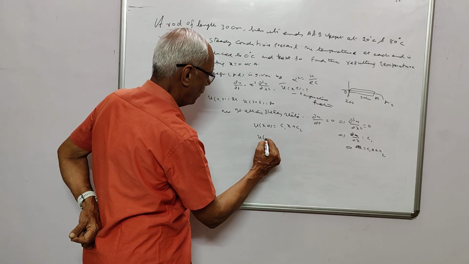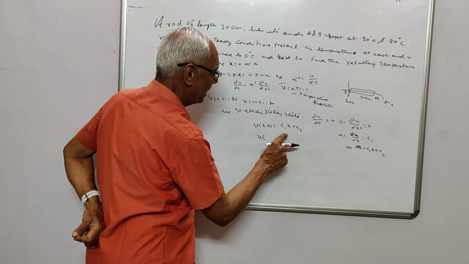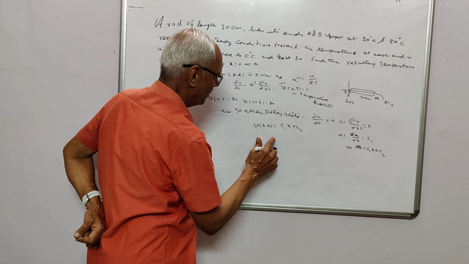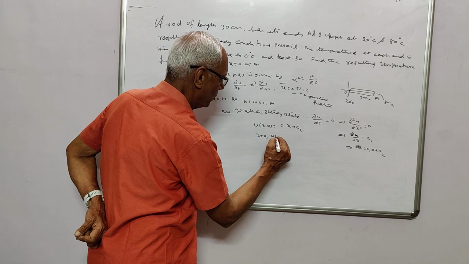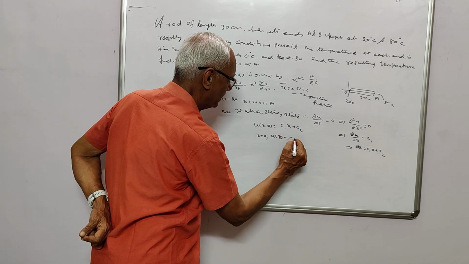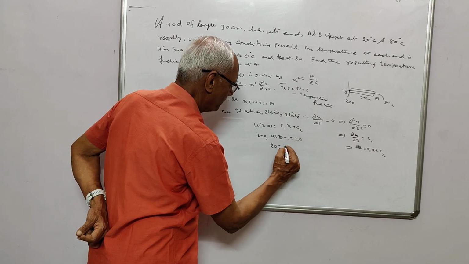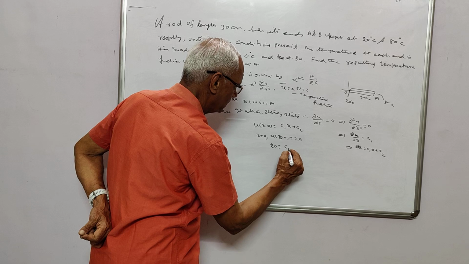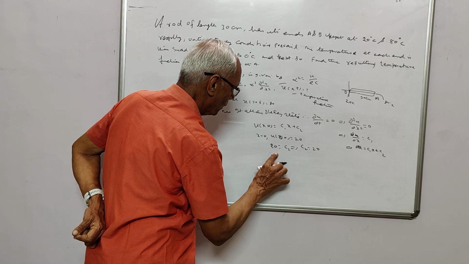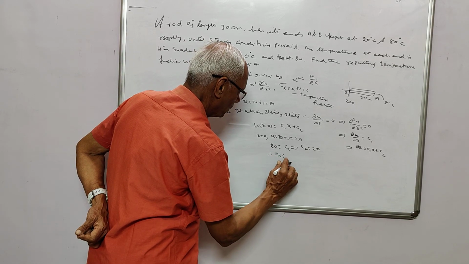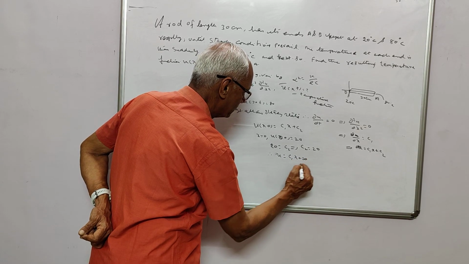Now when x is equal to 0, u of 0 is 20. So 20 is equal to C1 times 0 plus C2, which implies C2 is equal to 20. Therefore u is equal to C1x plus 20.